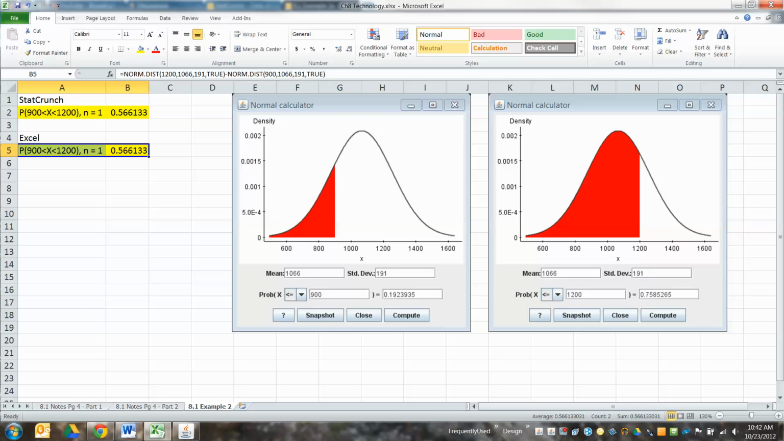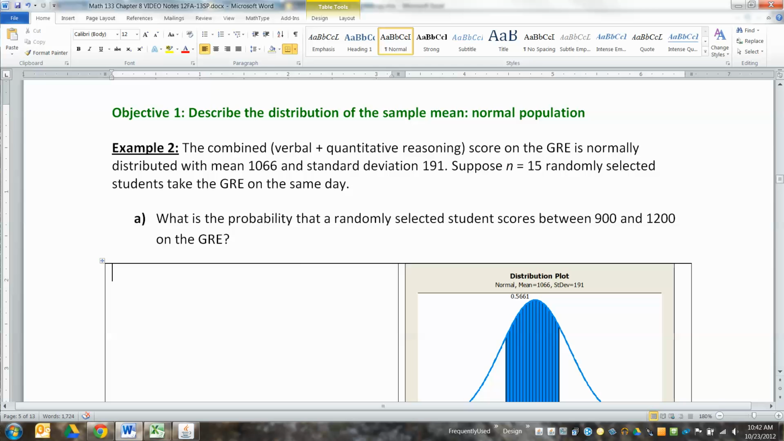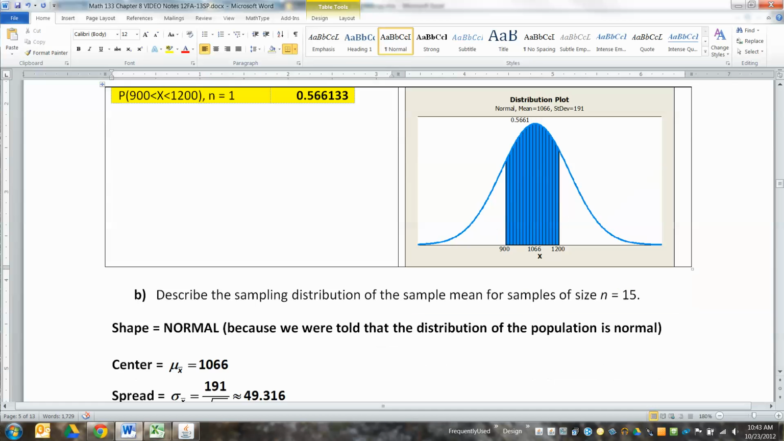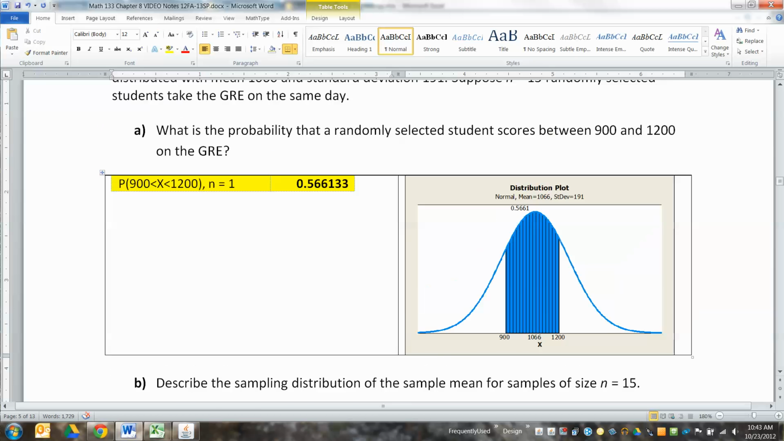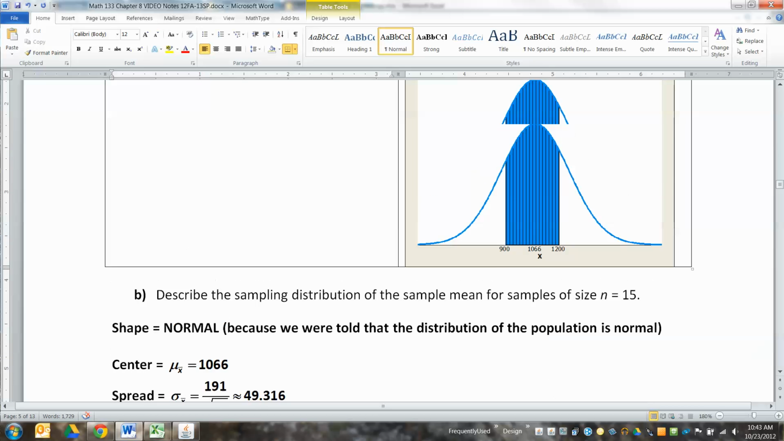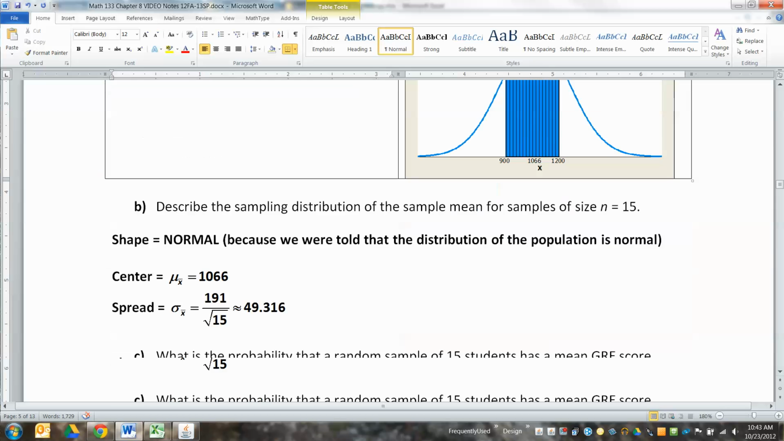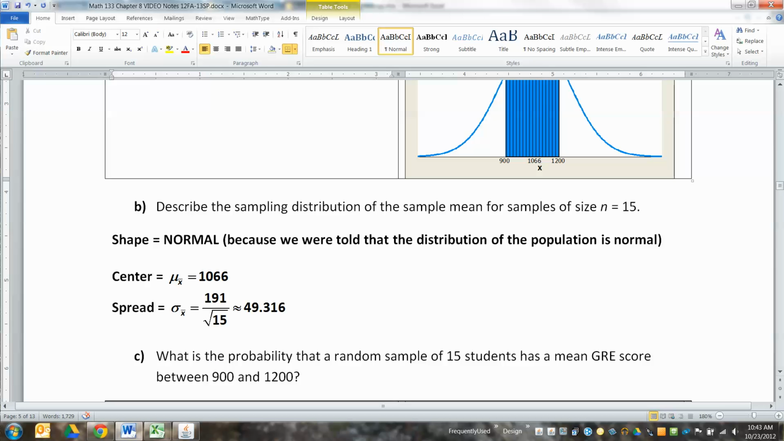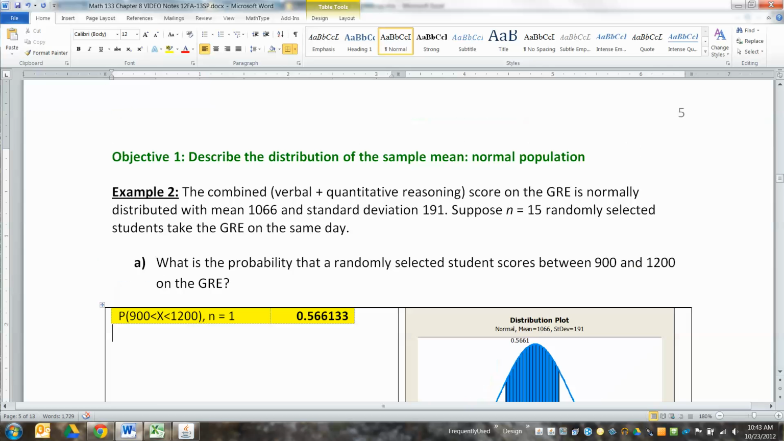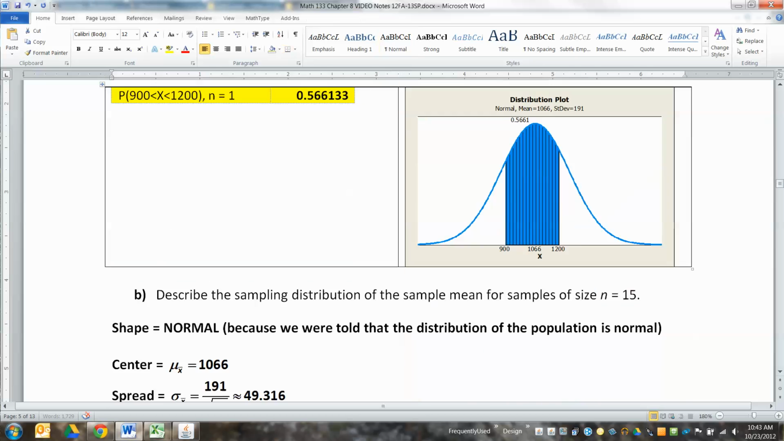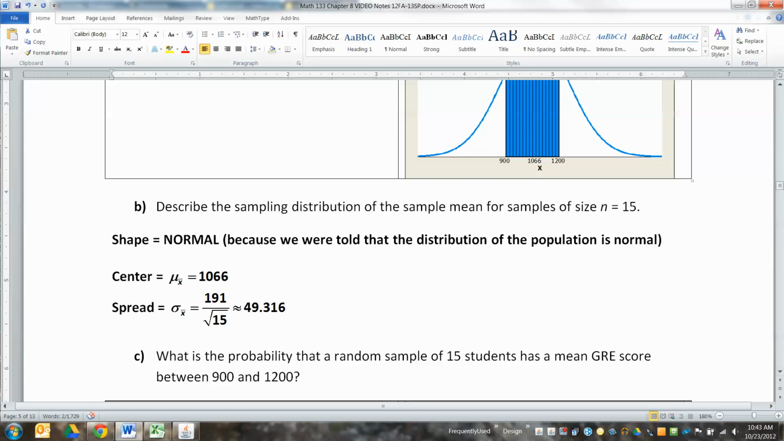All right, so I'm going to copy and paste this into my notes because that's the answer we were looking for, the 0.566133 and so on. All right, now how does it change if we're going to start looking at samples of size 15? Instead of looking at the individuals, we're going to look at groups of size 15. What's going to happen? Okay, well, the shape is still normal because they told us originally that the population was normal. If it's normally distributed, that means when n is equal to 1, it's normally distributed. So therefore, it's still normally distributed when n is equal to 15.